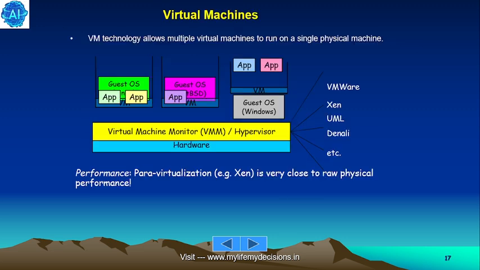Virtual machines allow multiple virtual machines to run on a single physical machine. There you can have the guest OS, apps, then guest OS, apps again, and different types of VMs can be there: VMware, Xen, UML, Denali, etc. Then performance virtualization, for example, Xen is very close to raw physical performance.